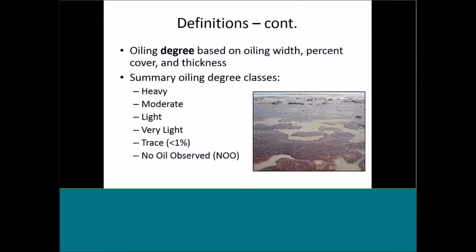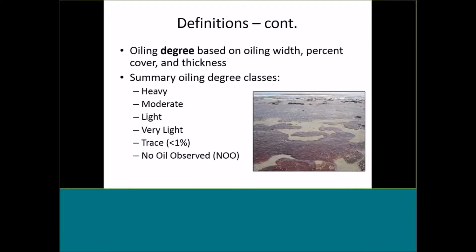Thanks. So some other definitions: oiling degree. Extent is the linear extent along the shoreline. The degree is the summary categories you'll hear, like heavy, moderate, light, very light, trace, less than 1% oiling, no oil observed, or NOAA. That's based on oiling width, the cross-shore width of the oiling band on the shoreline, the percent cover of the oil within that oiling band, and then the thickness of the oil.